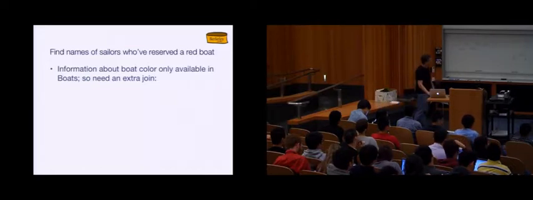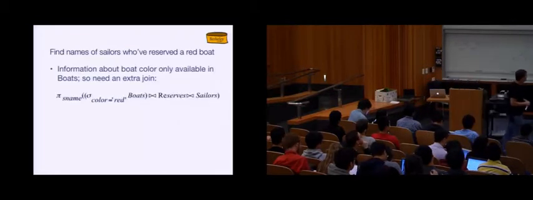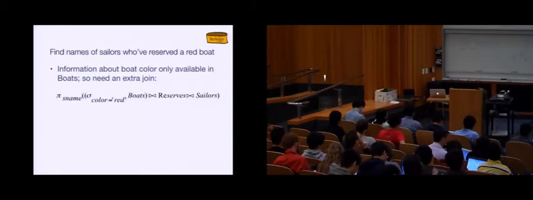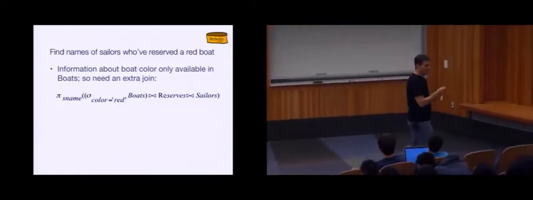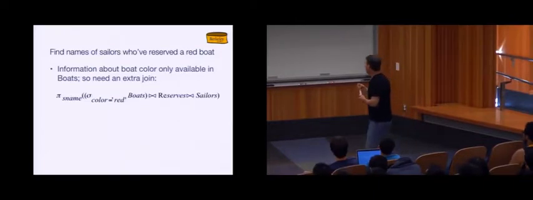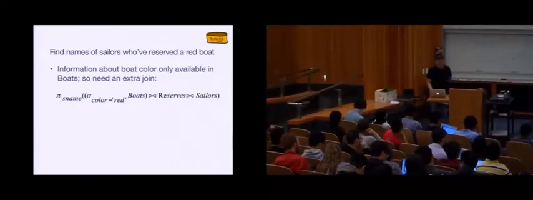All right, well, let's do that. We need just the red boats. So we could push that selection in early. And we'll join that with the reservations to find all reservations for the red boats. And then we'll join that with sailors to find all the sailors who reserved red boats. And then we'll project it down to sailor name, and we get the names of the sailors who have reserved the red boats. Okay, we're just chaining this stuff along. Seem reasonable?